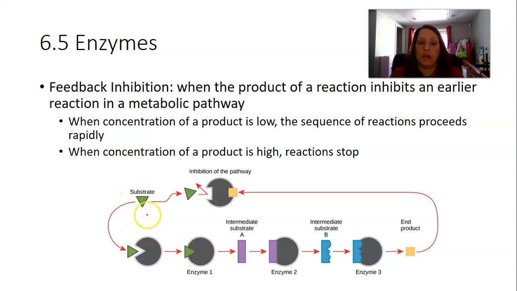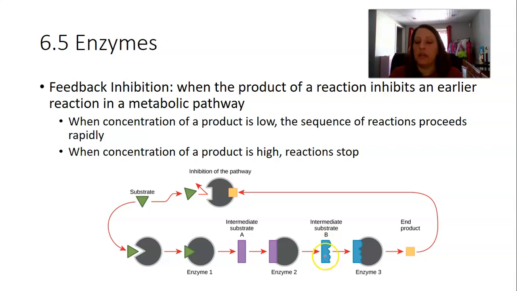We've got the substrate molecule here in green, the green triangle. And we've got our first enzyme here, looks like Pac-Man, shown in black. And these will bind, and here's our first enzyme substrate complex. Enzyme 1 will then convert the substrate, the green triangle, to this purple molecule. So this is the product of that first reaction. That purple molecule then becomes a substrate, and it will bind to enzyme 2, and it will be converted to substrate B. This is our second intermediate molecule.